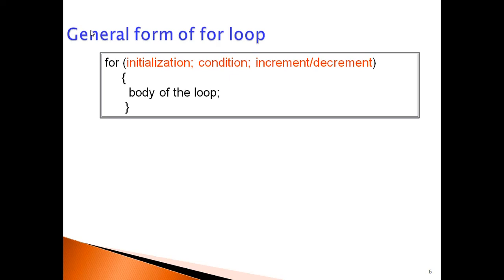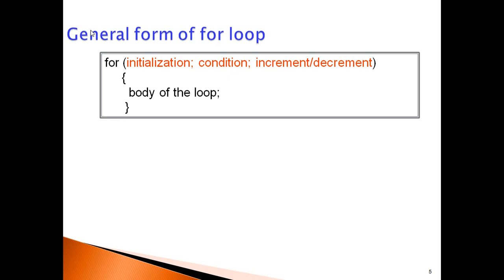First, it initializes the variable, first time only. Then it checks the condition. If that condition is true, it enters into the for loop and executes the body of the loop. After executing the body of the loop the first time, it reaches the end of the for loop. Then the control passes to the beginning of the for loop. For the second iteration, it doesn't execute the initialization of the variable. It checks the condition.